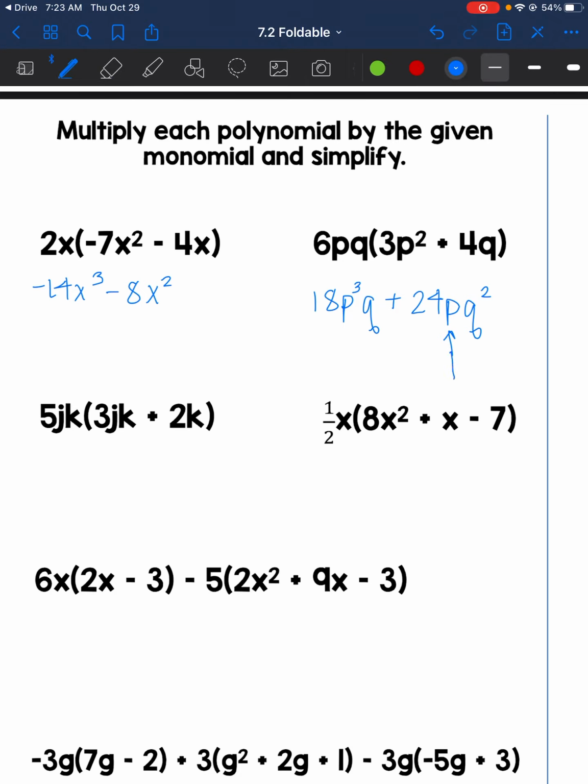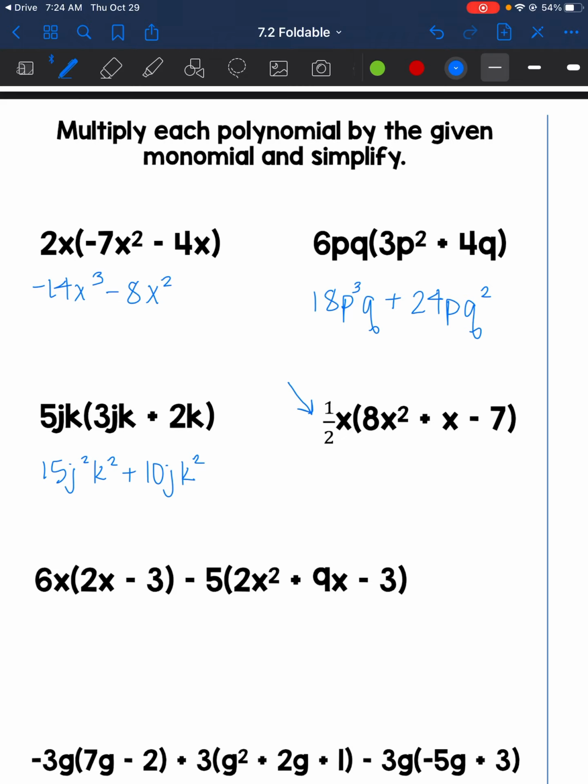You want to just keep it in alphabetical order there, and then it is written with the highest p exponent first, so we can leave it like that. 5jk times 3jk, we have 15j squared k squared, plus 10jk squared.